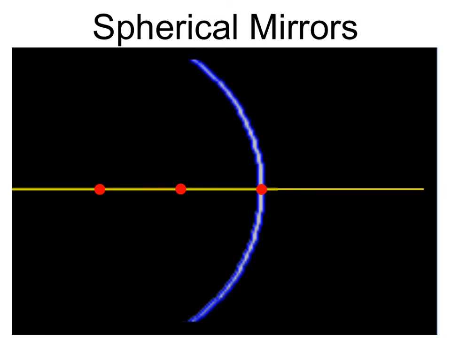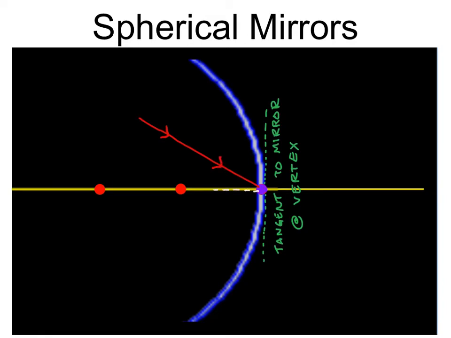If the incident ray is traveling along the principal axis, it just reflects off of the vertex and goes straight back along the principal axis where it came from. For any light ray that reflects off of the mirror at the vertex, the principal axis itself is the normal line. This makes it really easy to draw the incident and reflected rays.